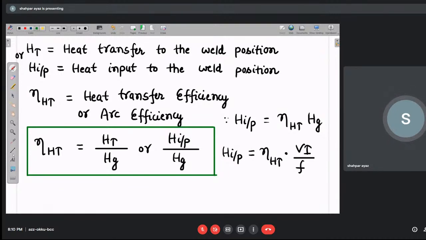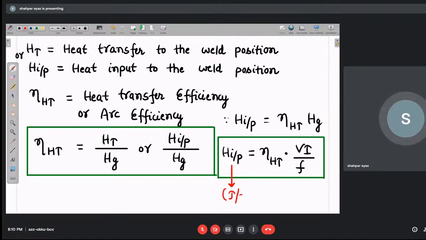So now the heat input to the weld, this formula is very famous and many times problems have been asked from this. It is in joule per mm. So heat input to the weld in joule per mm, right? Here, eta is the arc efficiency, heat transfer efficiency, V is the voltage, I is current, and F is the welding speed in mm per second. Clear everyone?